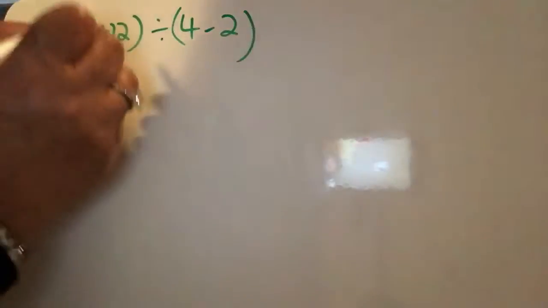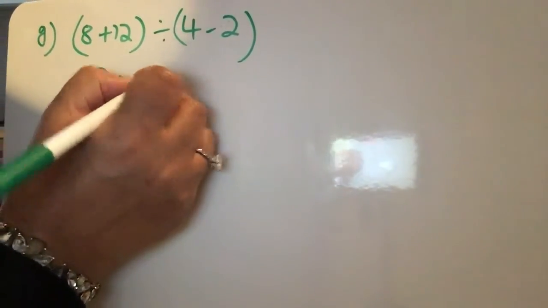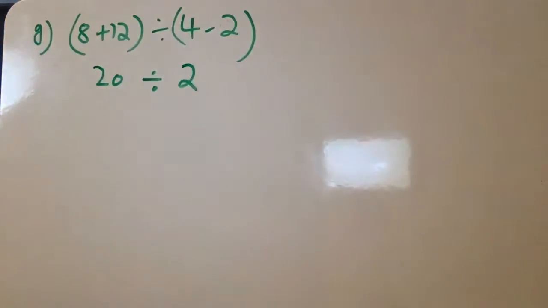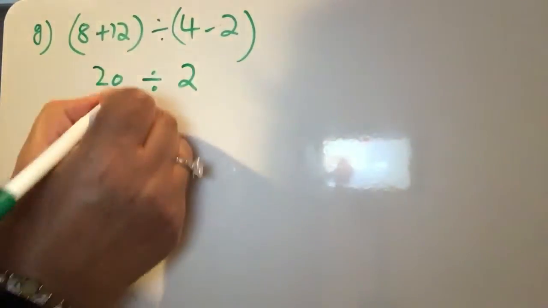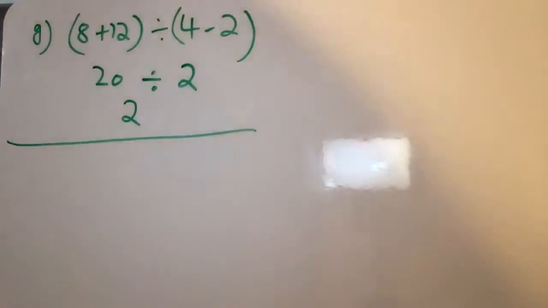8 plus 12 is 20, divided by 4 minus 2 is 2. So 20 divided by 2 is 10. So our answer is 10. Good job. Awesome.